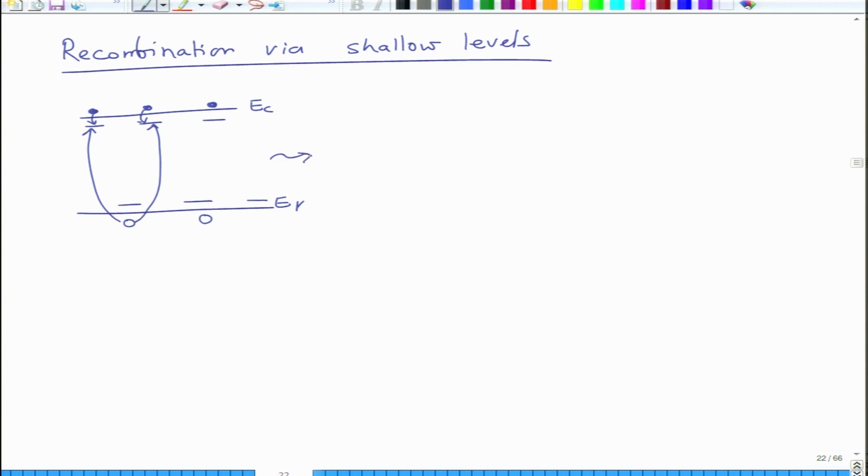In this case you may have some radiation coming out, because the energy release is quite large. As a result, it is possible for radiative emission to occur.